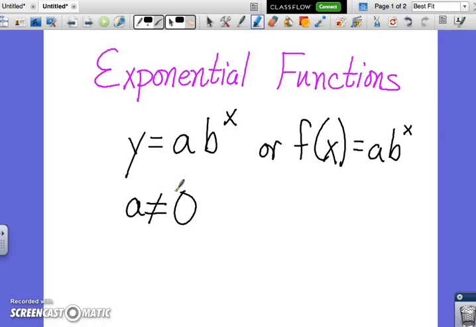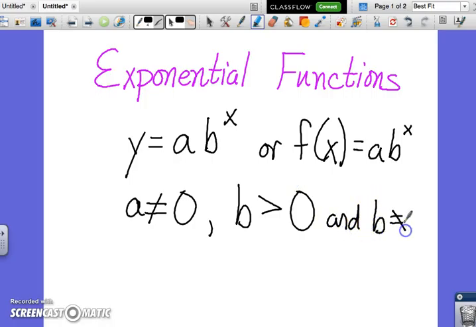And secondly, b has to be greater than 0. So b is always going to be something greater than 0, and lots of rules, I know. B cannot equal 1. The reason for that is that if b is 1, anything raised to the x power isn't going to matter. It's always going to be 1. So if b were 1, it would be linear. So these are the rules.